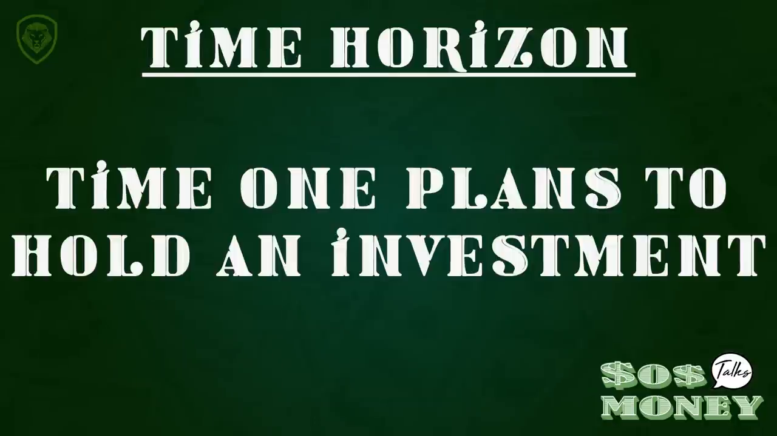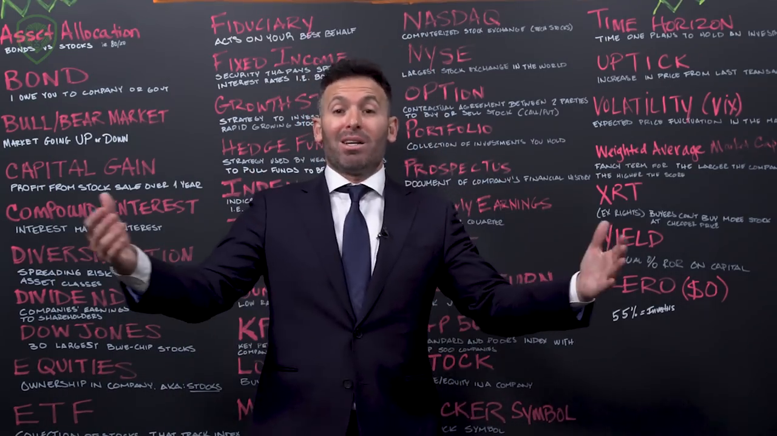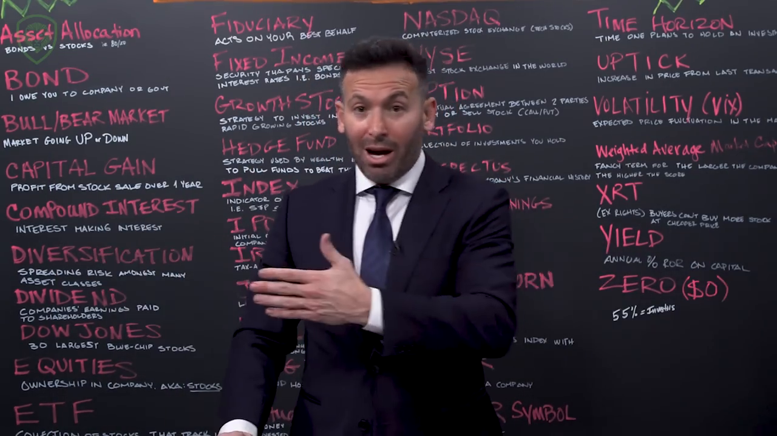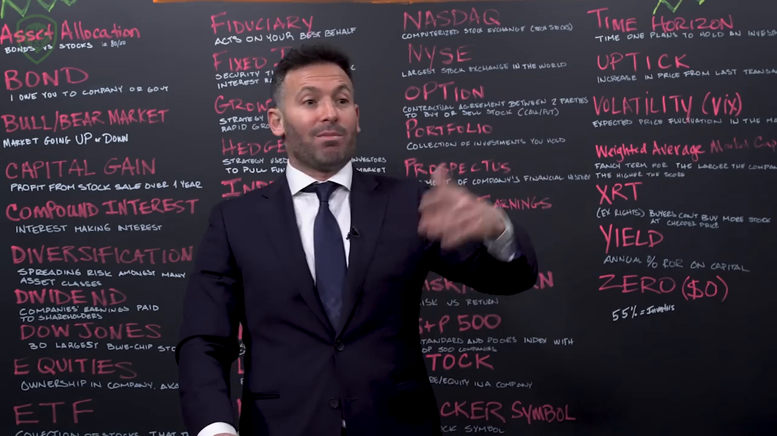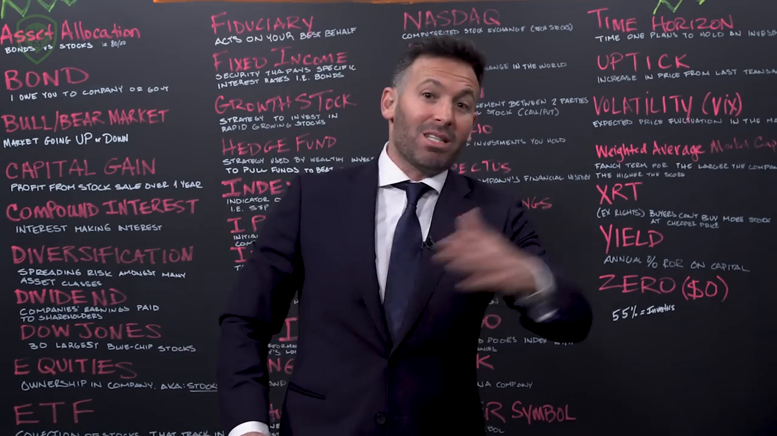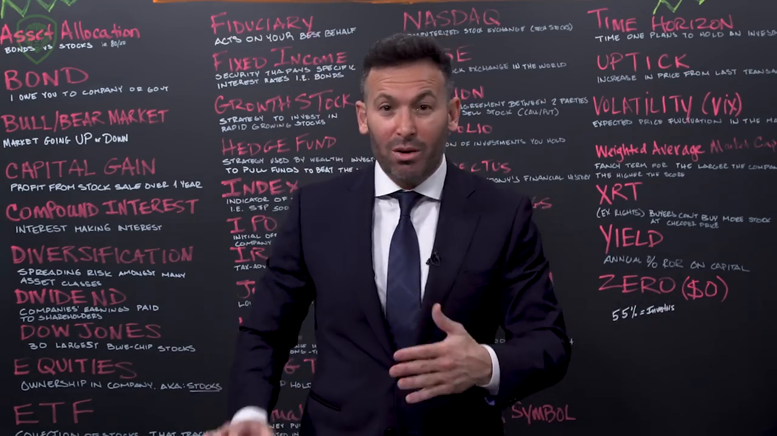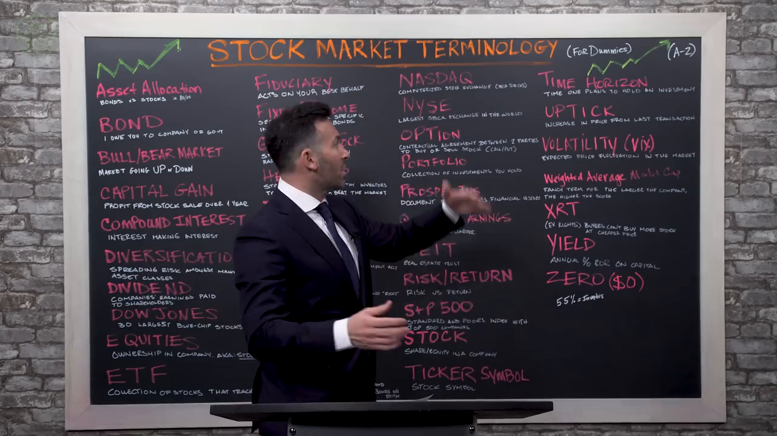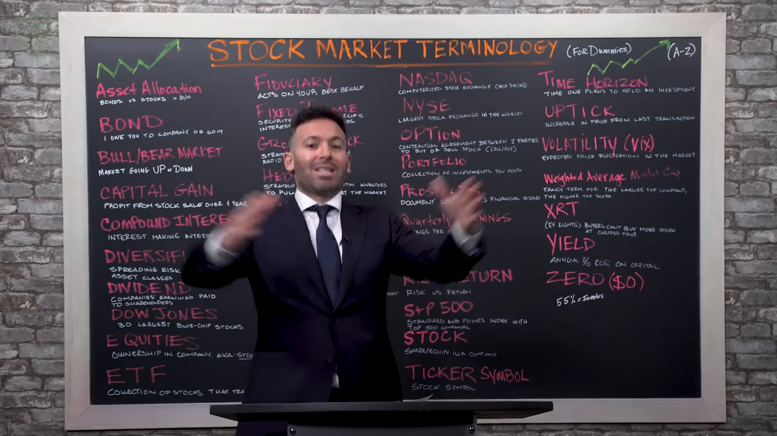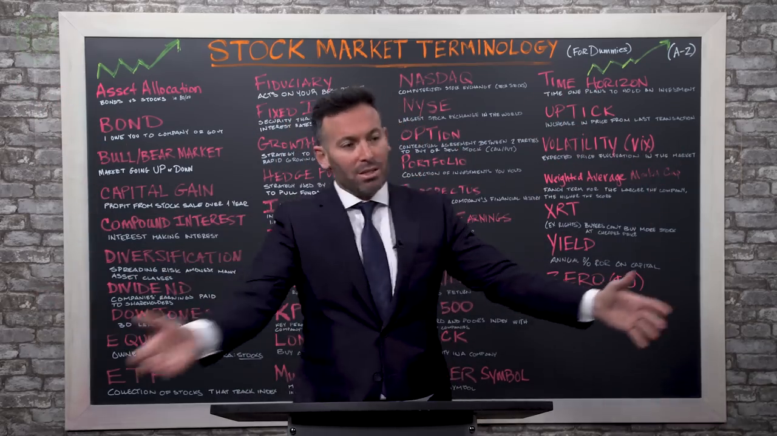Then you got time horizon. This is basically the time one plans to hold an investment. Like, what's your time horizon? For me, my time horizon, I'm just holding. I'm a buy and hold investor. I might cash out in my 50s, in my 60s, in my 70s. Who knows? But I've been investing since I was 27 years old, right? I'm investing for almost 13 years now. My buy and hold strategy is a long-term strategy. That's the time horizon. So there you go.